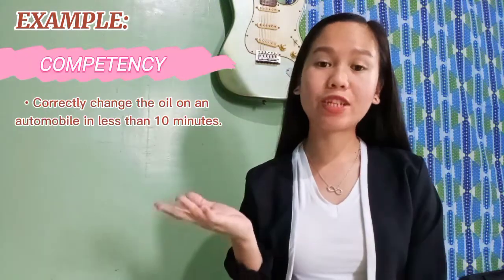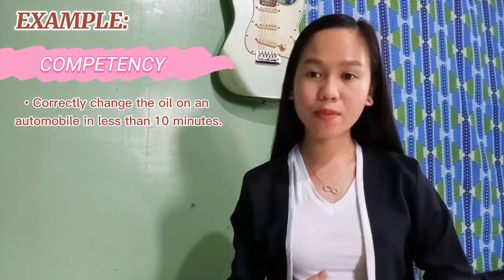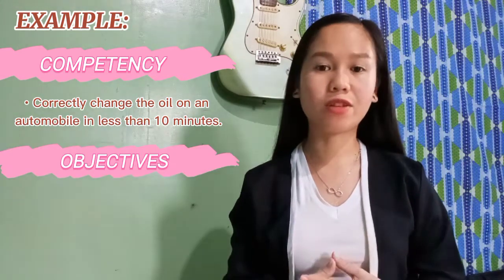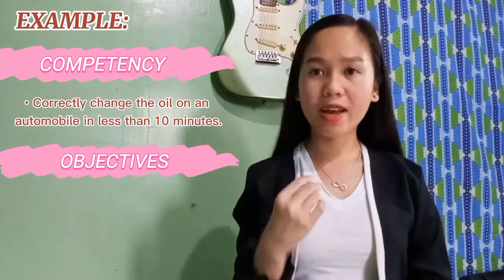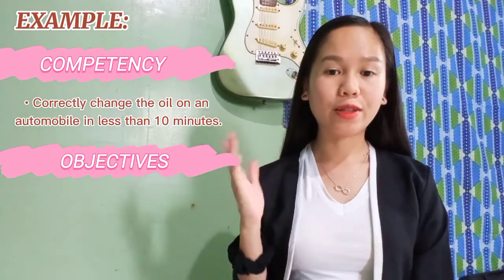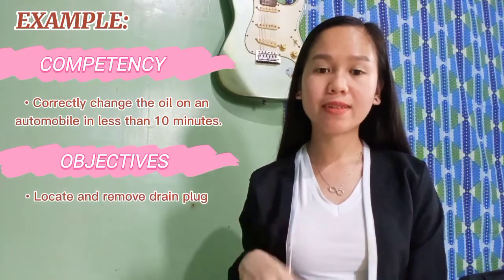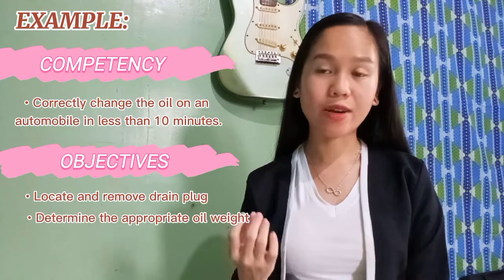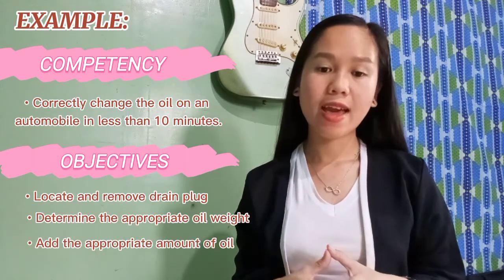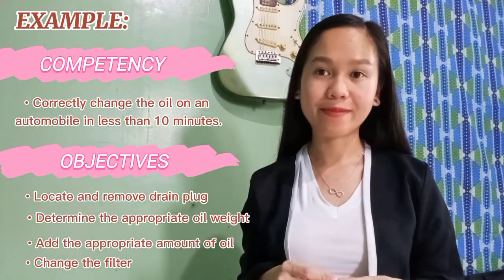So, here is an example of competencies and learning objectives. For competency: correctly change the oil on an automobile in less than 10 minutes. So, what would be the learning objectives? By the end of this course, the participant will be able to locate and remove the drain plug, determine the appropriate oil weight, add the appropriate amount of oil, and change the filter.